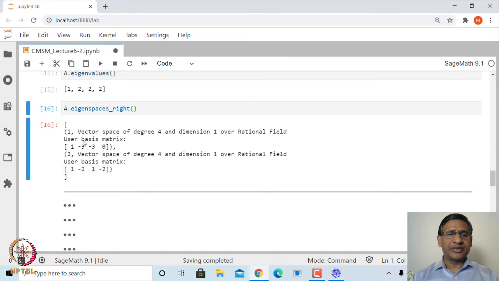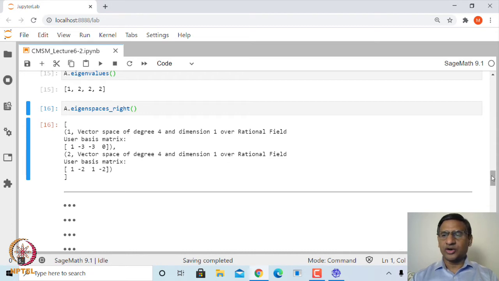So, that means the algebraic multiplicity of eigenvalue 1 is the same as its geometric multiplicity, but the algebraic multiplicity of eigenvalue 2 is 3, whereas its geometric multiplicity is 1. Therefore, this matrix is not diagonalizable.